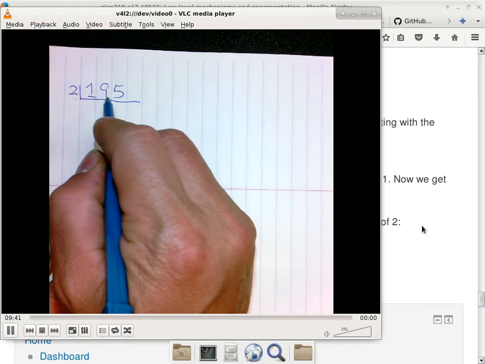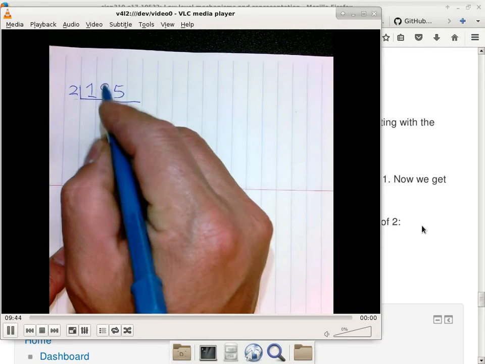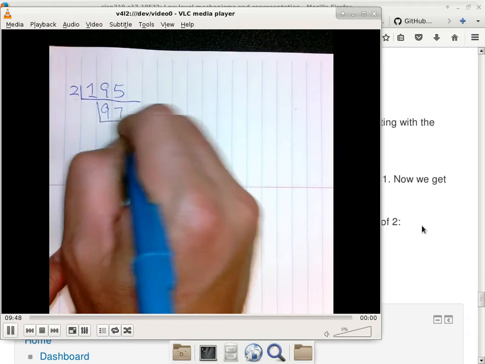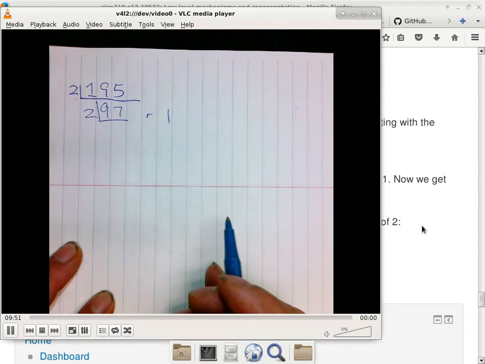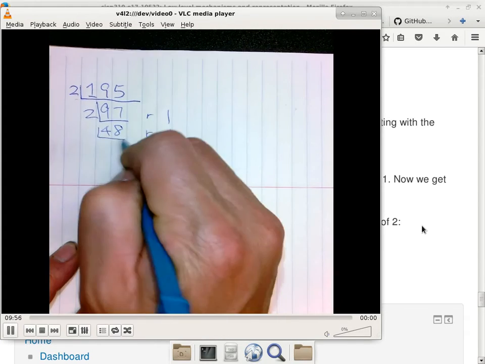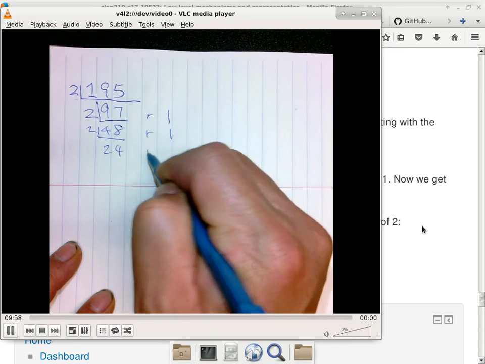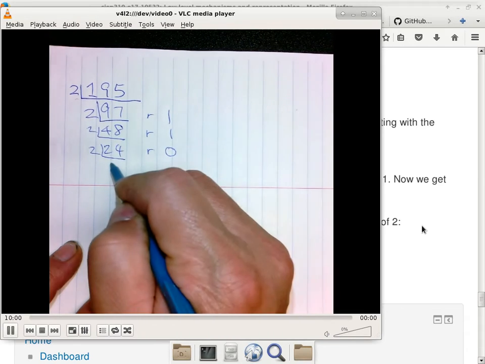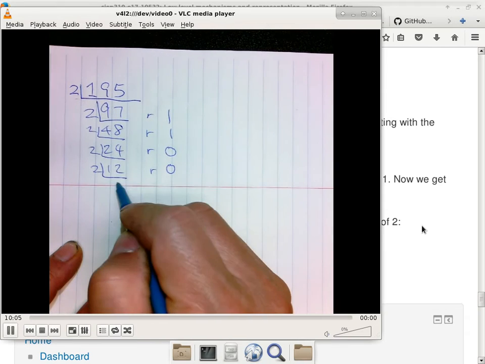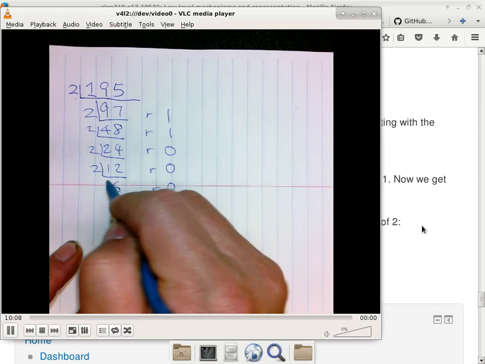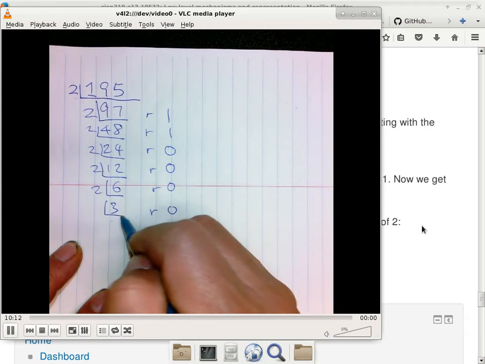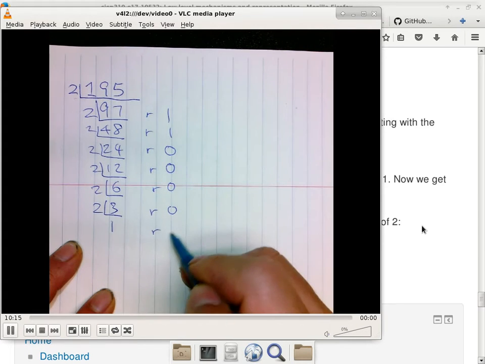So if you divide 195 by 2, you get 97 with a remainder of 1. Divide 97 by 2, you get 48 with a remainder of 1. Divide 48 by 2, you get 24 with a remainder of 0. Divide 24 by 2, you get 12 with a remainder of 0. Divide 12 by 2, you get 6 with a remainder of 0. Divide 6 by 2, you get 3 with a remainder of 0. Divide 3 by 2, you get 1 with a remainder of 1.